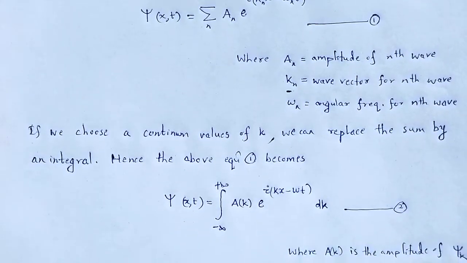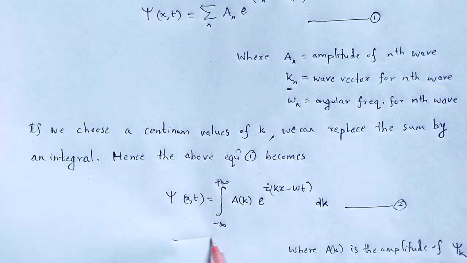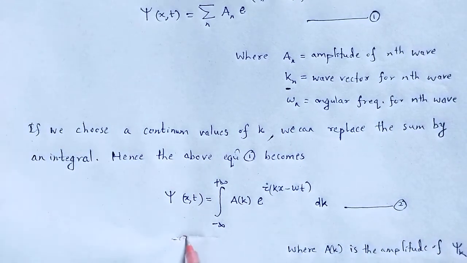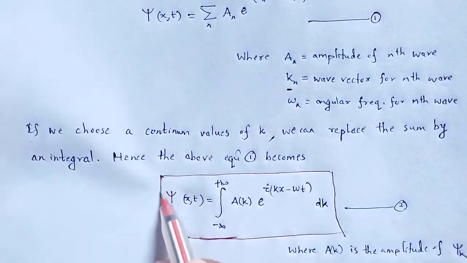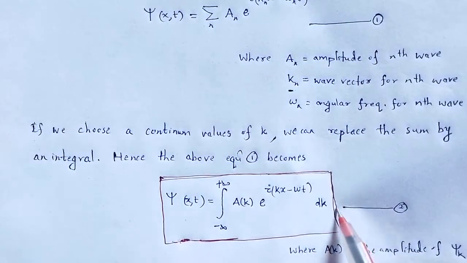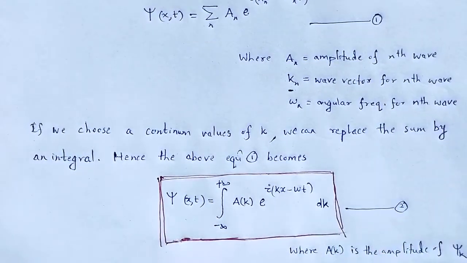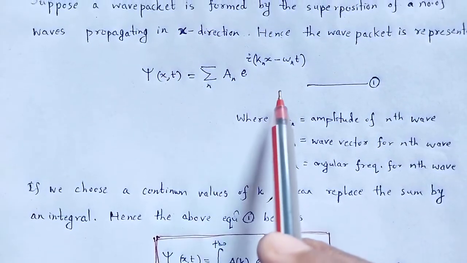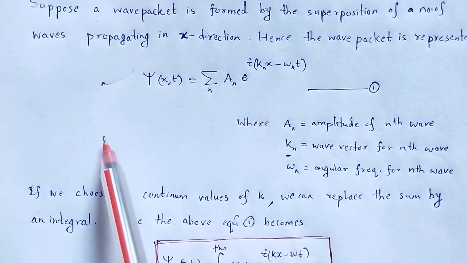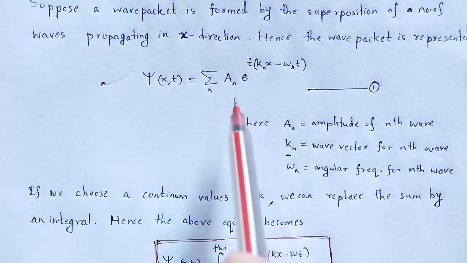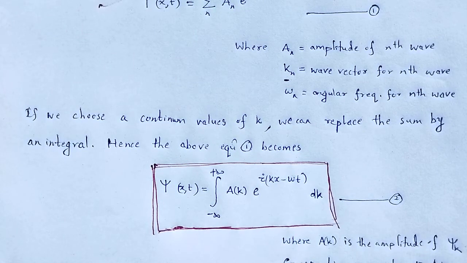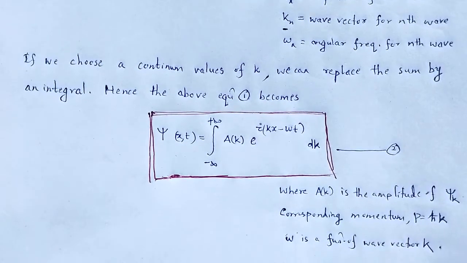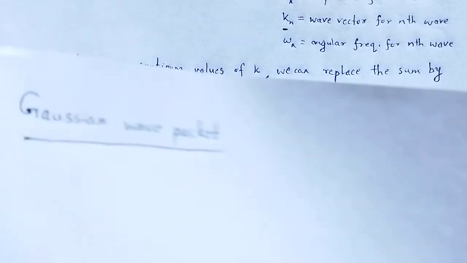Now this is the equation that represents a wave packet. That is the equation for the wave packet, where the summation changes to the integral representation. Now you have to study a special type of wave packet that is known as the Gaussian wave packet.